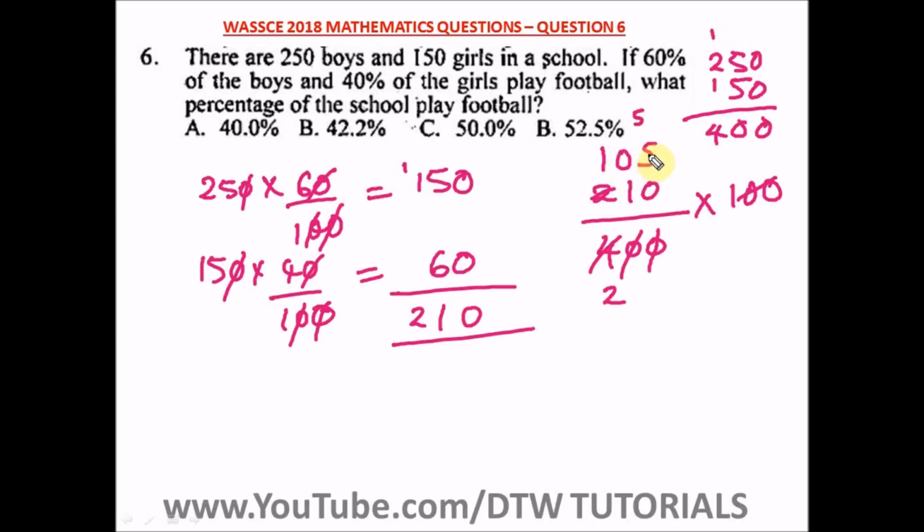2 in 5 would go 2 times, remainder 1 over 2. And 1 over 2 is 0.5. So we have 52.5. If you punch it in your calculator, you're going to get 52.5 percent. And our right option here is option D.